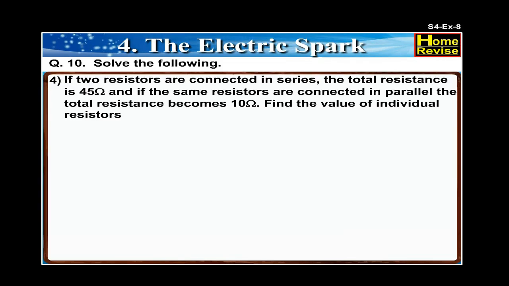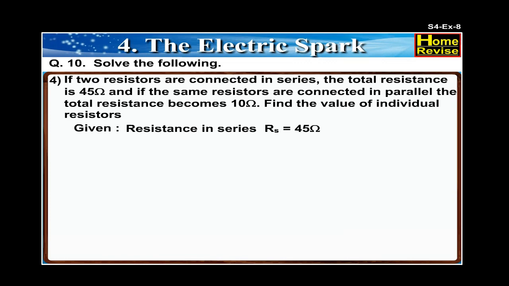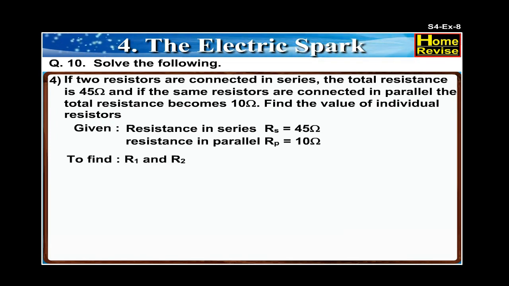Fourth, if two resistors are connected in series, the total resistance is 45 ohms, and if the same resistors are connected in parallel, the total resistance becomes 10 ohms. Find the value of individual resistors. It is given resistance in series Rs is equal to 45 ohms. Resistance in parallel Rp is equal to 10 ohms. We have to find R1 and R2.